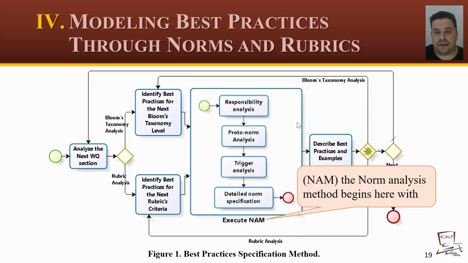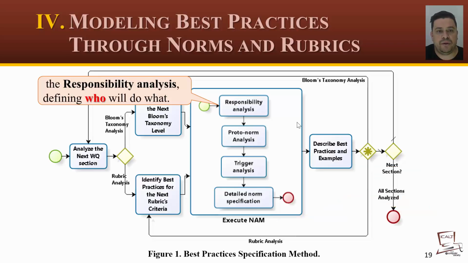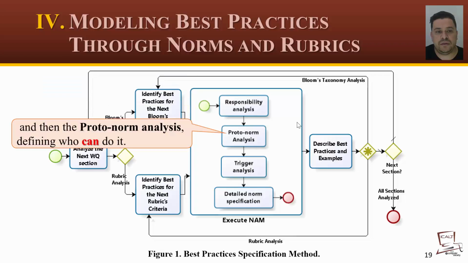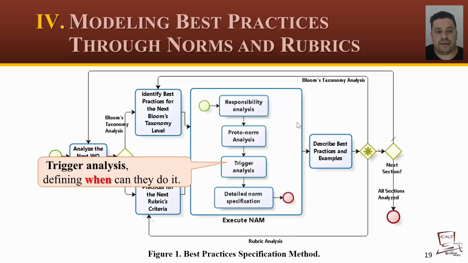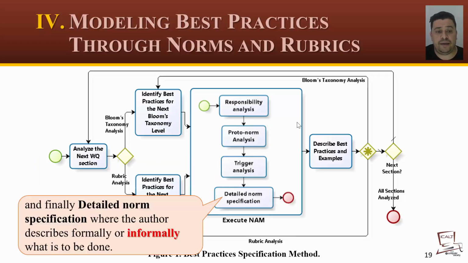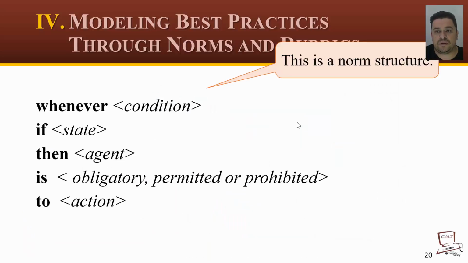NAM, the norm analysis method, begins. Here the responsibility analysis defines who will do what, and then the proto-norm analysis defines who can do it. Trigger analysis defines when they can do it, and finally the detailed norm specification, where the author describes formally or informally what is to be done. This is a norm structure.